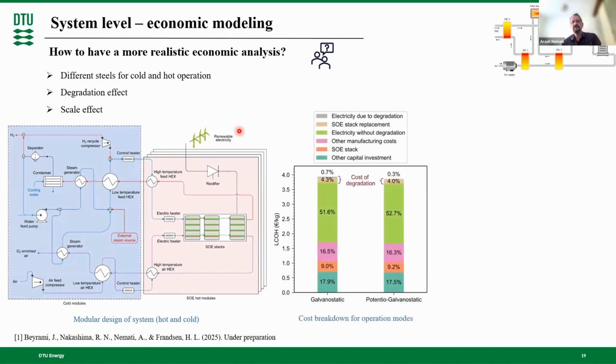Here, you can also see the cost breakdown for different operation modes. And as you can see here, the most important part is the electricity price, and this is important because this kind of electrolyzer has the highest efficiency, and because the electricity cost is the main part of the cost of the hydrogen, higher efficiency of the SOEC is an advantage.